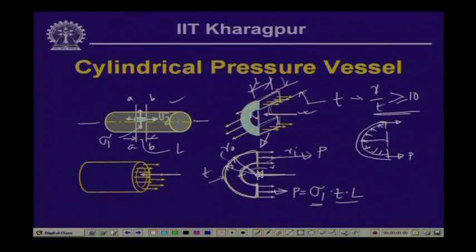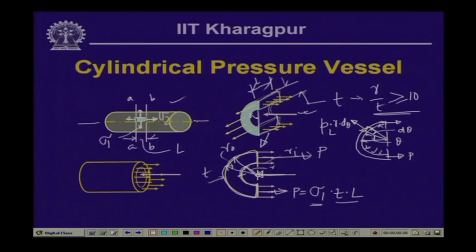Now, if we consider a small element at an angle theta, making an angle d theta here, so this is theta and this is d theta, then the force exerted here is equal to the internal pressure P times R d theta, P R d theta, over the length L.